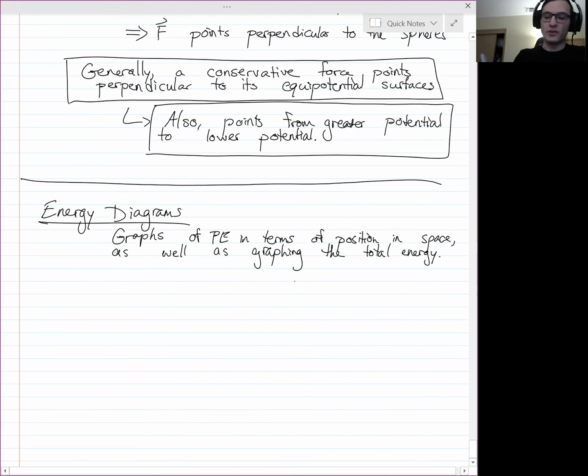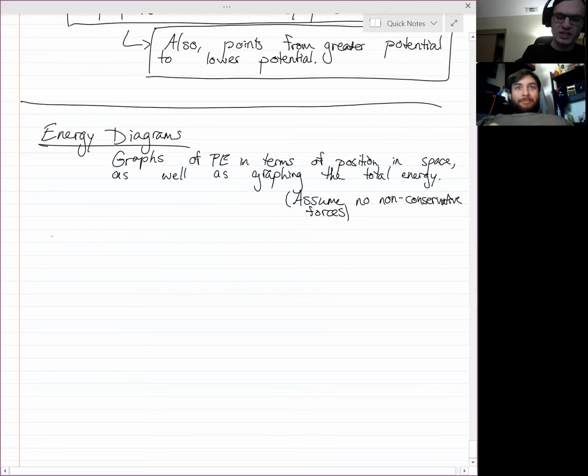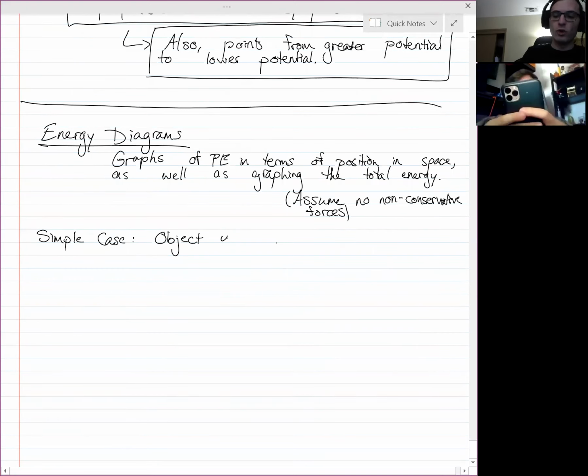And again, because we're talking about potential energies, you have to assume that there are no non-conservative forces. Otherwise, things change. Remember, that means that there's no change in thermal energy here. So all we're going to get is changes in potential energy and changes in kinetic energy. And from these graphs, you can actually learn quite a lot. So let's look at a simple case. Maybe an object under the influence of only gravity.